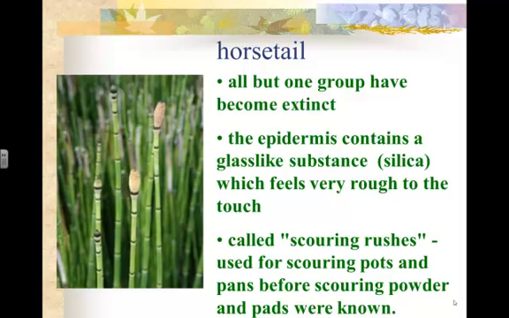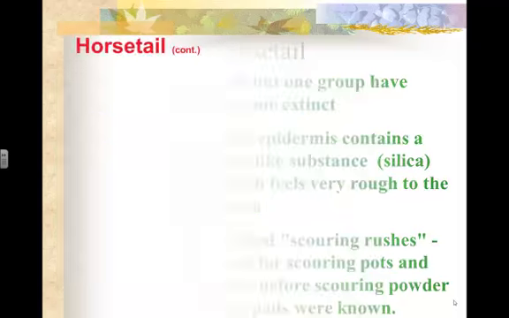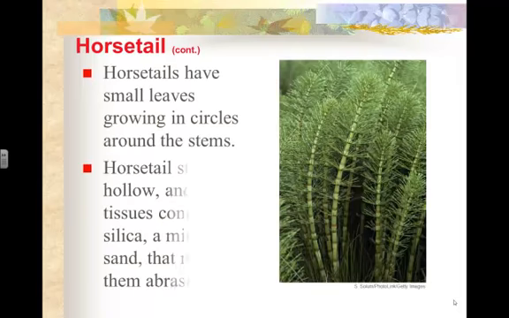And so back in the colonial times, when you couldn't go to the store and buy a Brillo pad or an SOS pad or something to scrub your pots and pans, they actually went out and picked the horsetail, and they used it to scour their pots and pans before we had made SOS pads and Brillo pads. So that's quite unique. Here's another example showing you it with the actual leaves on it.